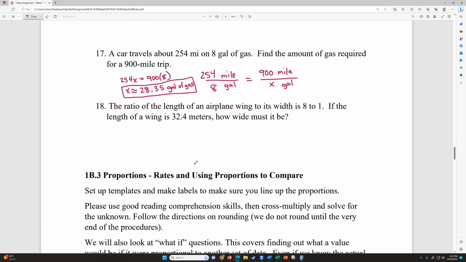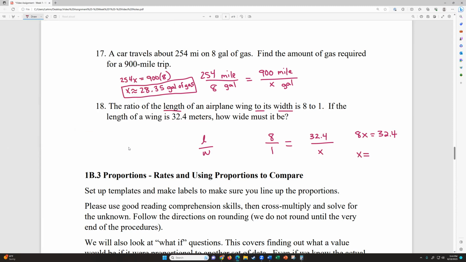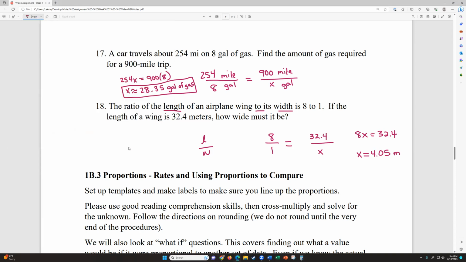The ratio of a length to a width, so that's important, length to width is 8 to 1. So that means length over width is how they're setting these up. So 8 to 1. If the length is 32.4, so that's going to go on top with length, how wide must it be? So there's our setup. So length over width. So this is going to be 8x equals 32.4 since it's times by 1. So 32.4 divided by 8 is 4.05. And that is an exact answer since we're not rounding anything since it's already at the hundredths place. And this is in meters. And again, remember what I said about Newton not always having you enter those units. It's usually as a text after the number box.